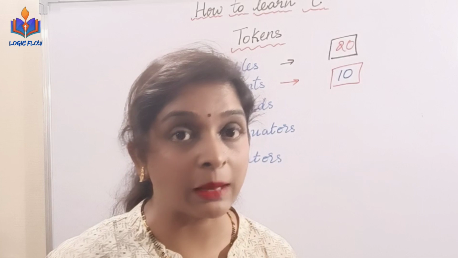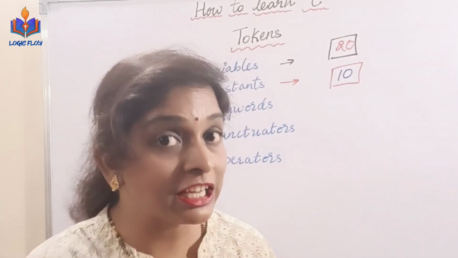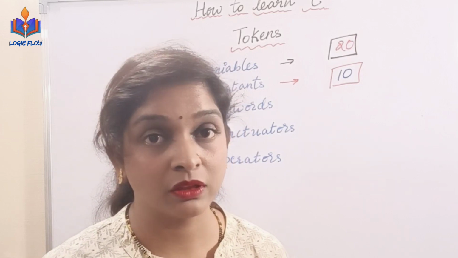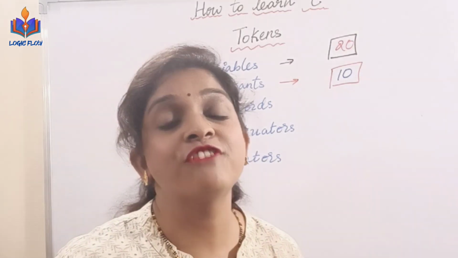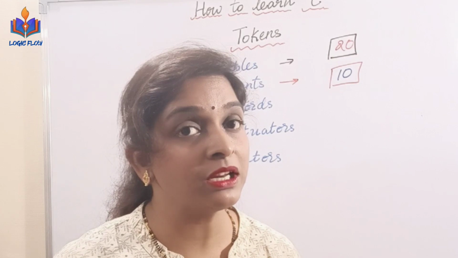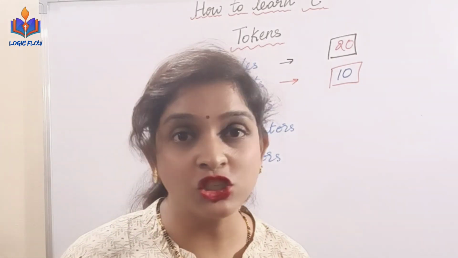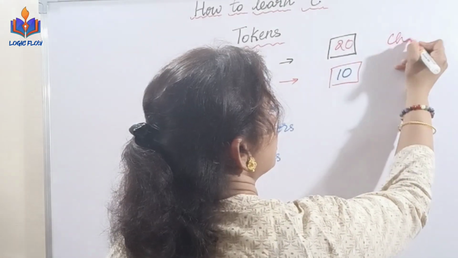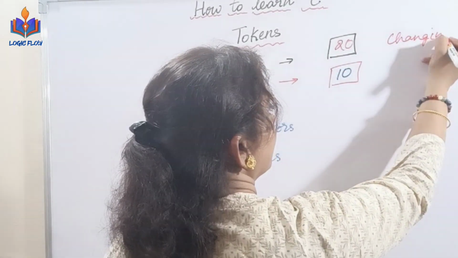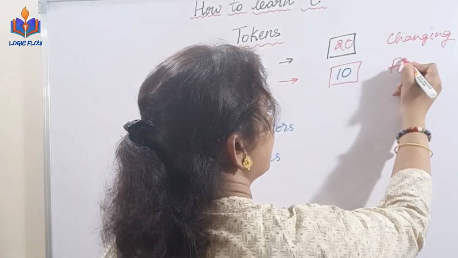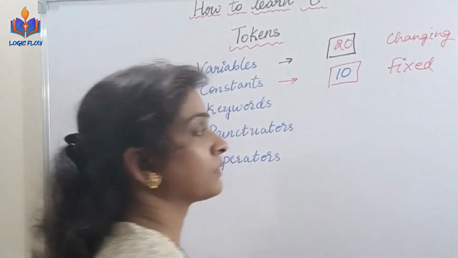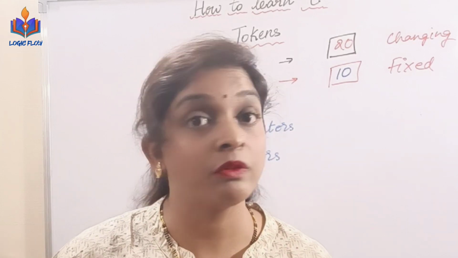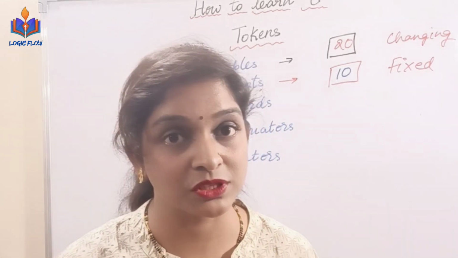We have different types of constants also. We'll deal with those types of constants in the next videos. So a constant is a fixed value. A variable is that value which keeps on changing. So this keeps on changing and this remains fixed. We have different ways of assigning constant values. We'll talk about that in the coming videos.